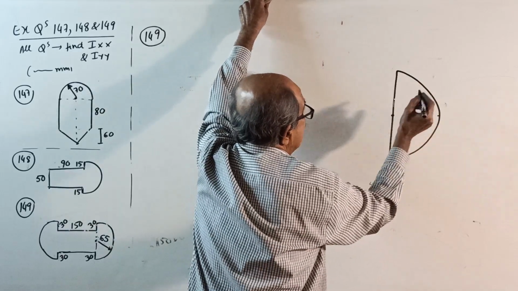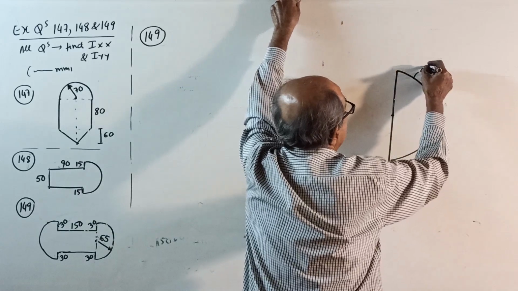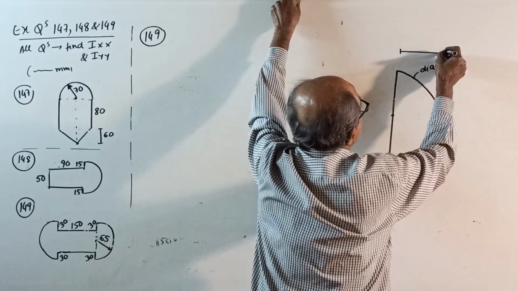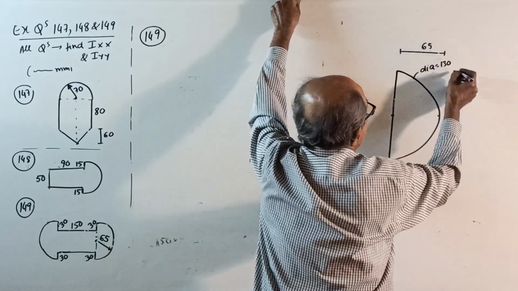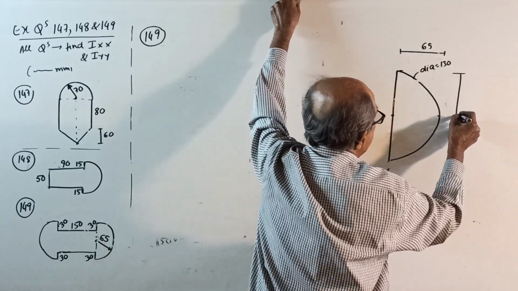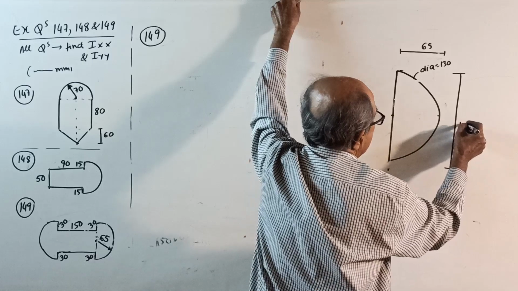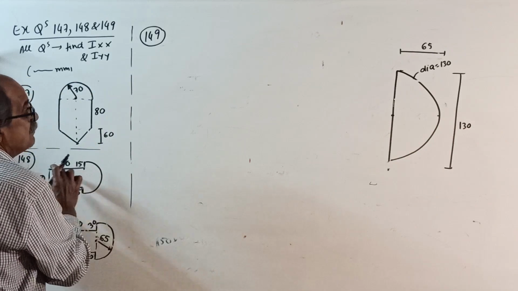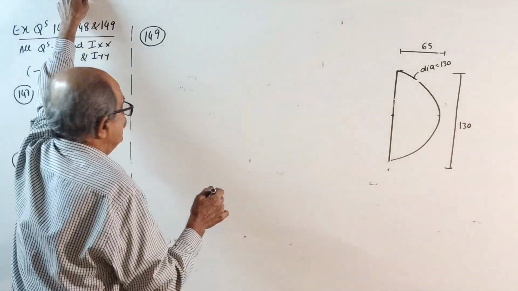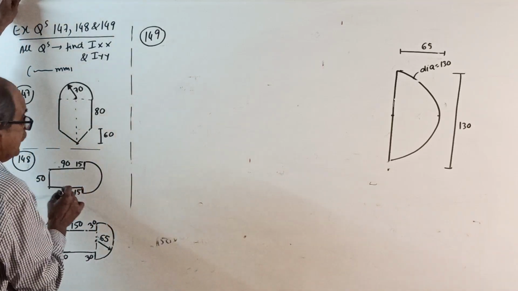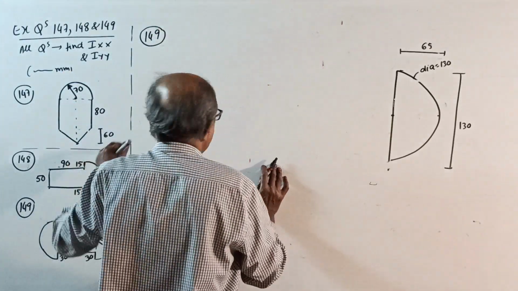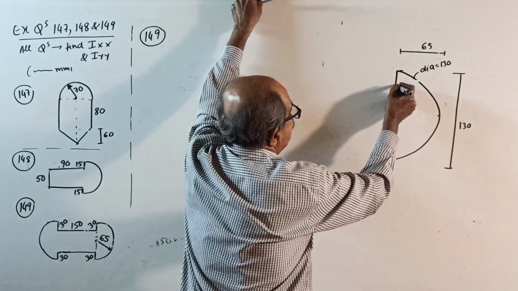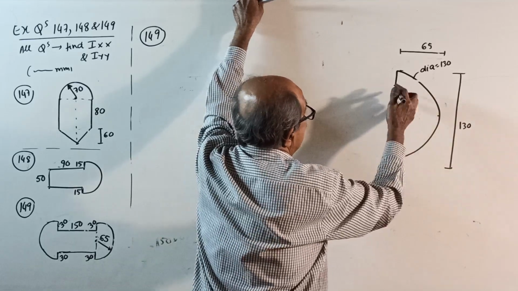Now the center. For this one, the diameter is 130, and the radius is how much? 65, and the total height is the diameter, equal to 130. Then this is given as 50. Where is 50 here? This is 50 here, which means the offset is 15 and 15, with 65 in the middle. Okay, so this is 50.